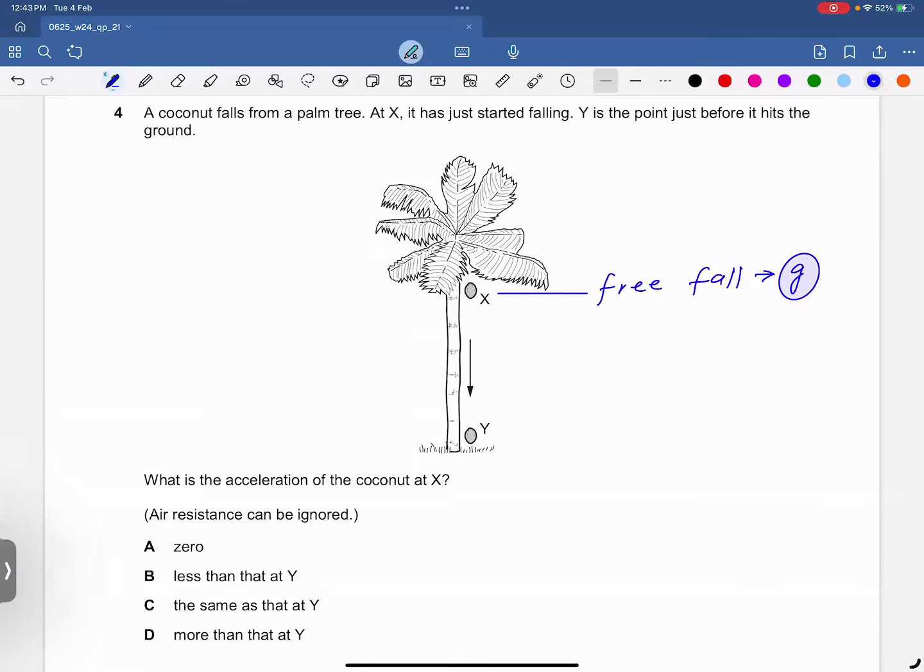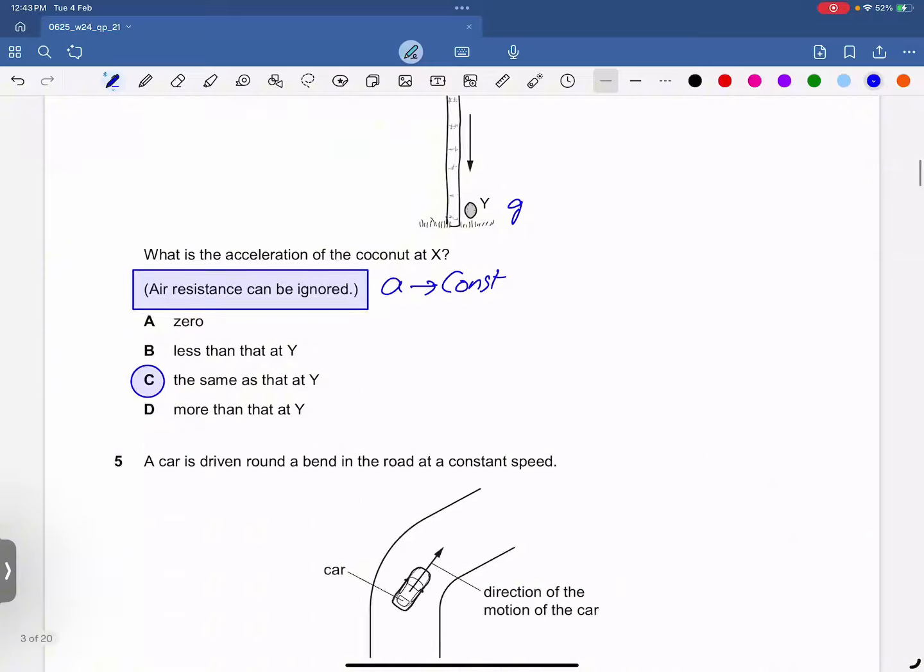And it falls to the ground. They say air resistance is negligible. When air resistance is negligible, what does that mean? The acceleration of free fall is constant. So whether you are at X, acceleration is g, or you are at Y, acceleration is g. Because the acceleration of free fall is constant, it will be the same at both points. Right option is C. We proceed to question number 5.